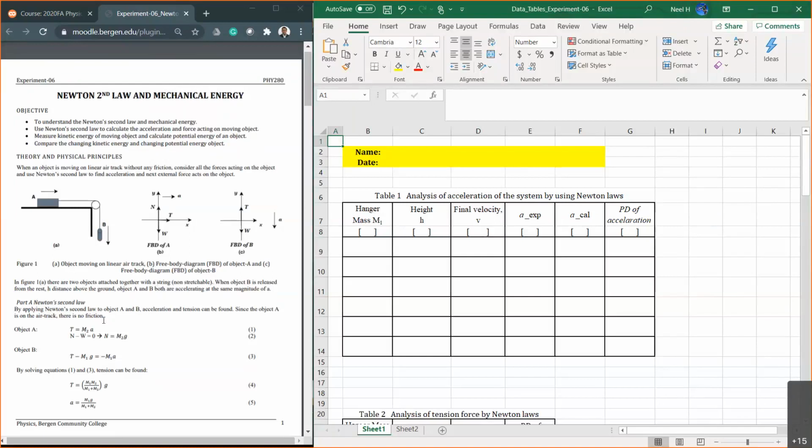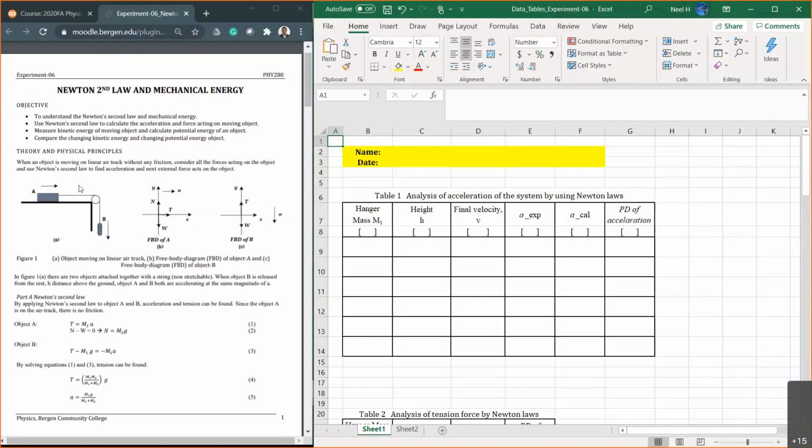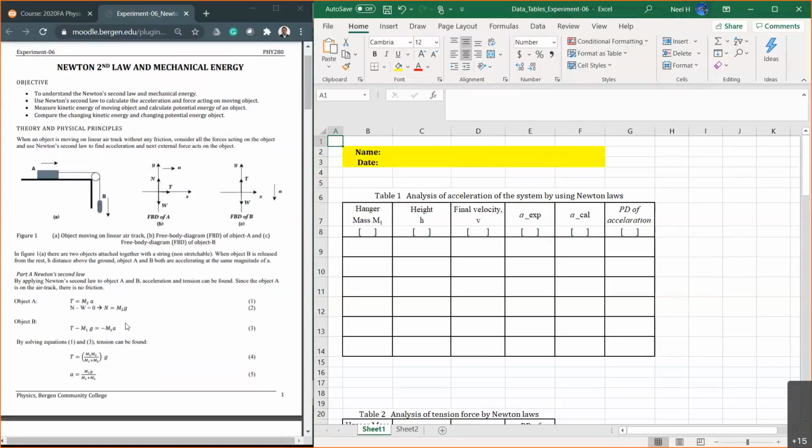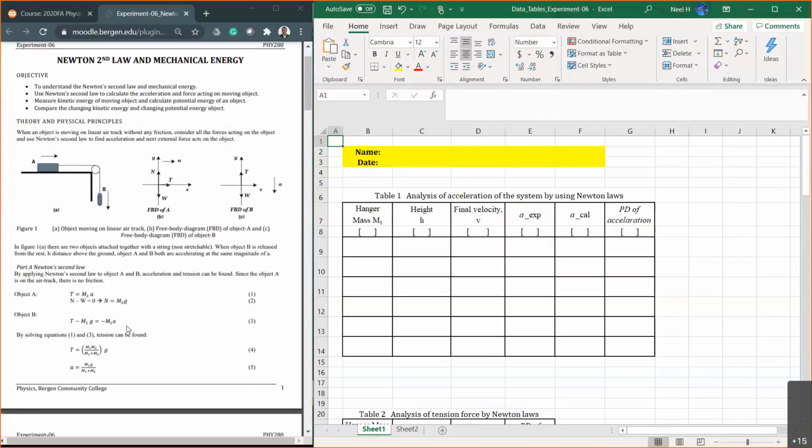So now, for example, this question we did in class, in this figure 1. If I have two objects connected together by a string, and the objects are moving, let's say object B goes downward and object A goes horizontally on the plane. If there's no friction, I can build the two linear equations, equation number 2 and 3, and then solve them and figure out tension and acceleration in terms of mass and gravity, right? So we did that in class. That's the exact problem we're going to investigate using the experiment. So that's part 1 of this experiment.